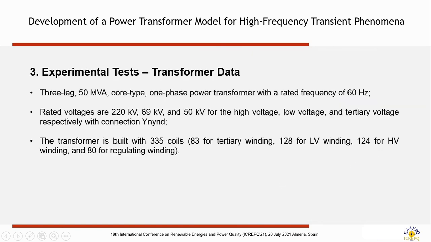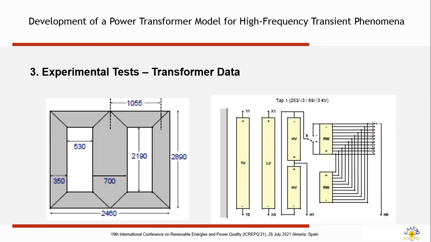The model has been validated with one of the reference transformers of the Cigré working group. This transformer is a 3-leg transformer, core type, medium power, and the transformer is built with a tertiary winding, low voltage winding, high voltage winding, and regulating winding. As we can see here, you can notice that despite being a one-phase transformer, the core is a 3-leg core type. The windings are in the middle limb, and the return flux is in the other 2 limbs.